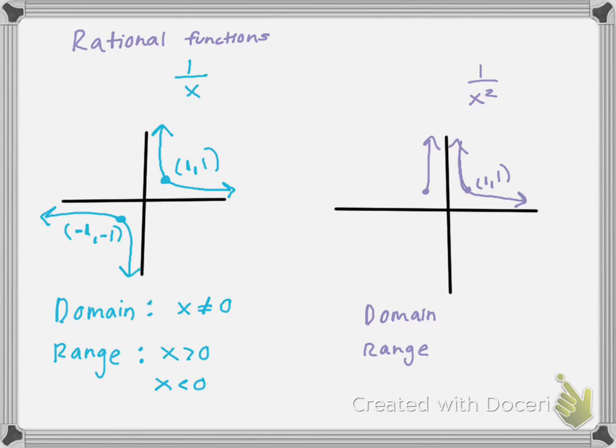And we're just going to curve that up. So you can see that now the range, instead of being y is greater than 0 and y is less than 0, is just going to be that y is greater than 0, because you can see it's never in the negative. And the domain is still that x cannot equal 0. So that's pretty simple for rational functions.